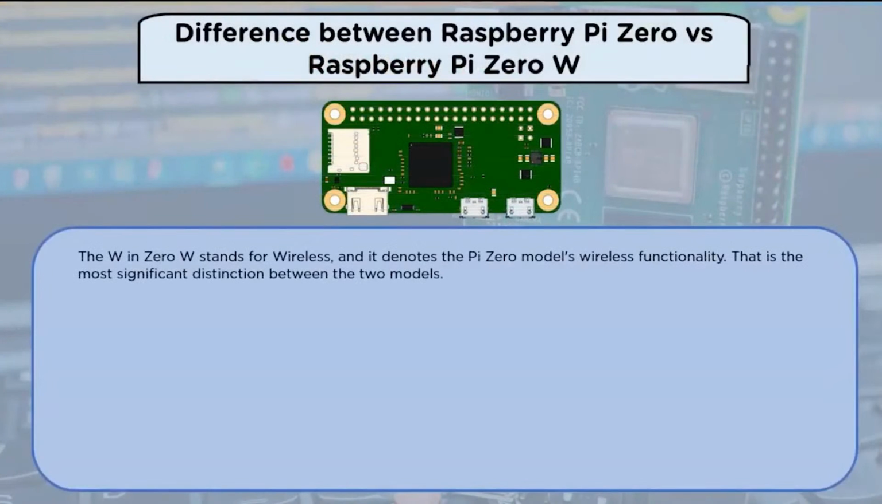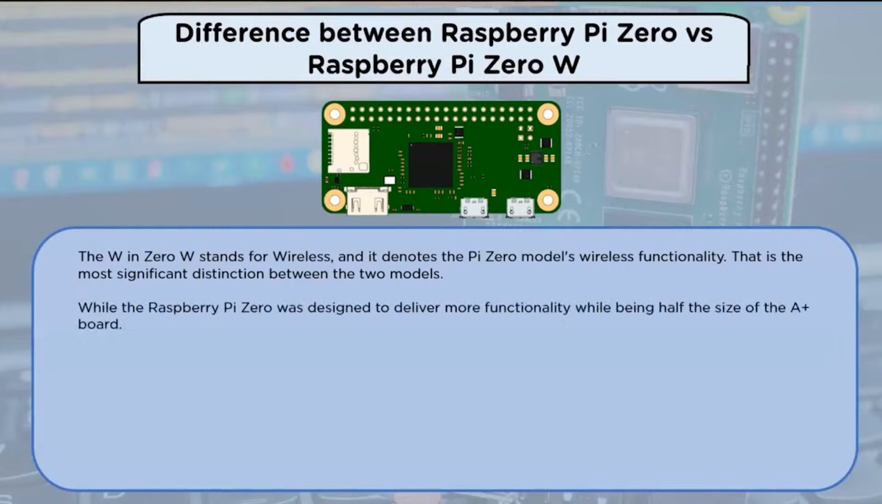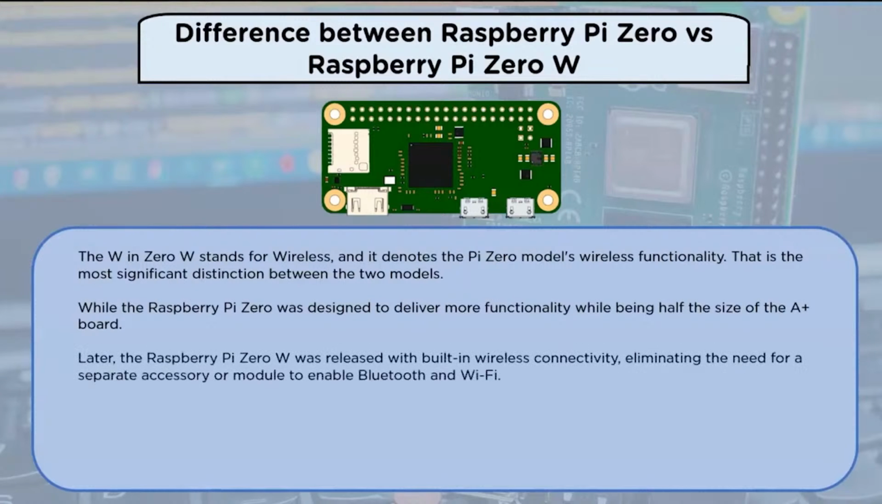The W in Raspberry Pi Zero stands for wireless, and it denotes the Pi Zero model's wireless functionality. That is the most significant distinction between the two models. While the Raspberry Pi Zero was designed to deliver more functionality while being half the size of the A+ board, later the Raspberry Pi Zero W was released with built-in wireless connectivity, eliminating the need for a separate accessory or module to enable Bluetooth and Wi-Fi.